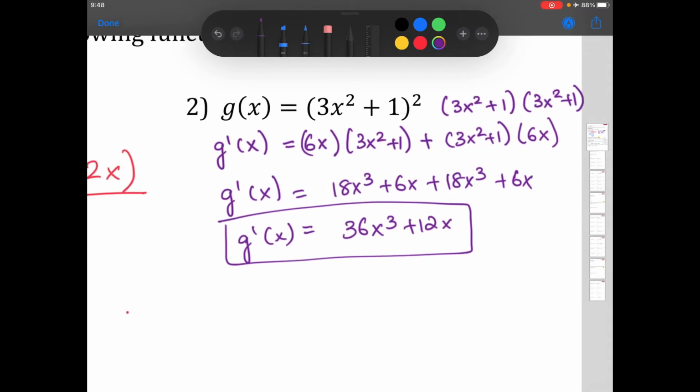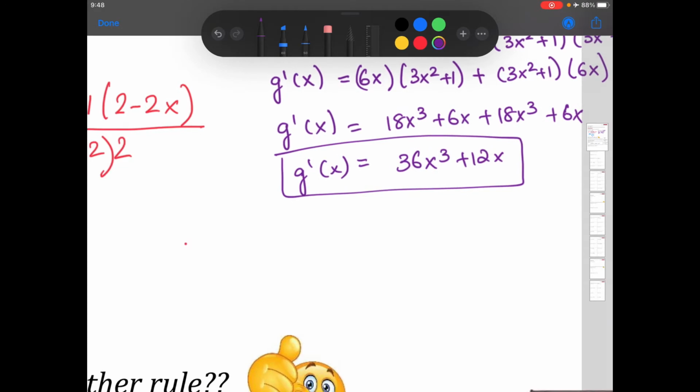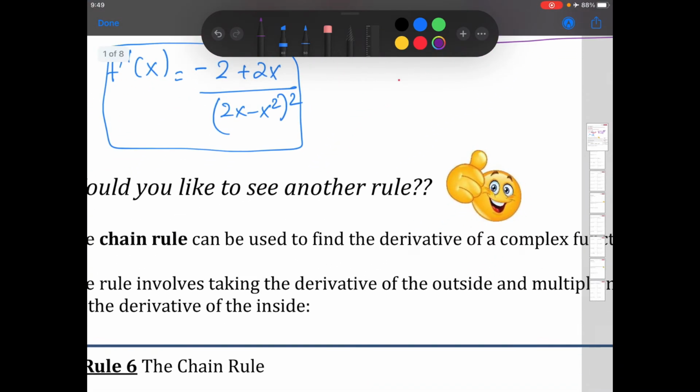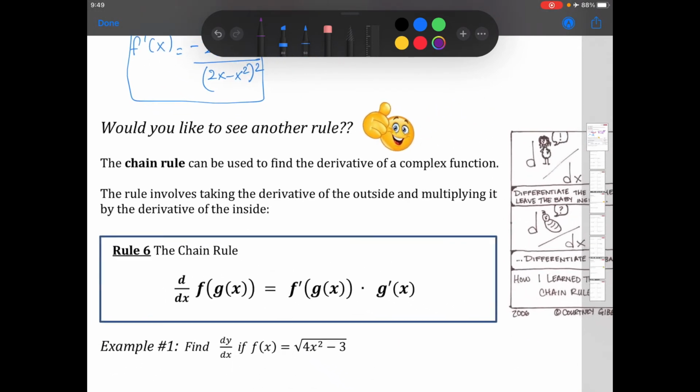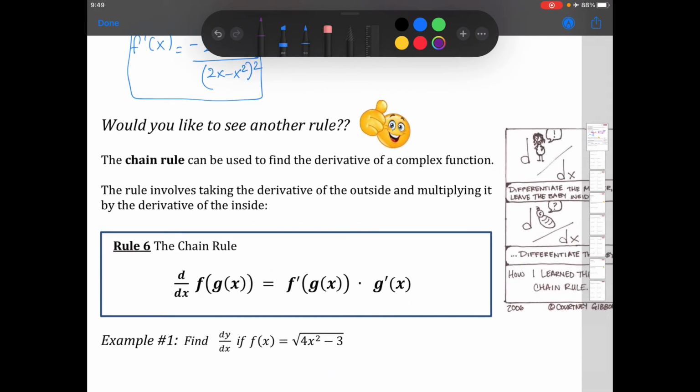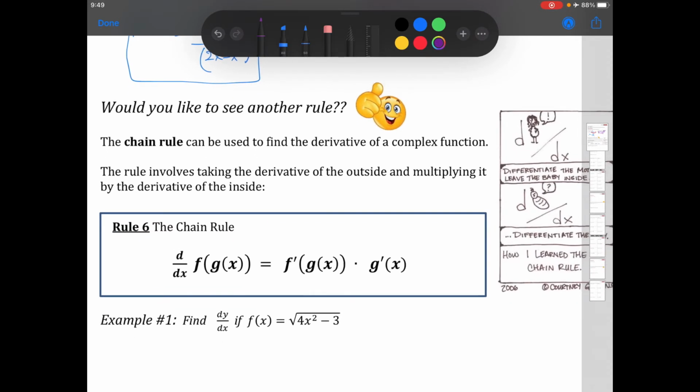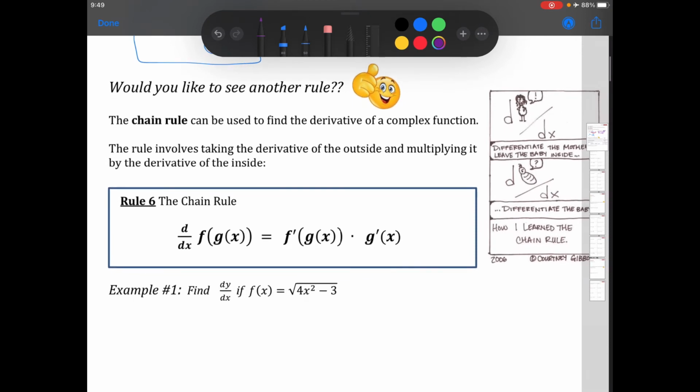Would you like to see a shortcut to all this? There is, and that's what we're going to be doing for today's lesson. Would you like to see another rule? The chain rule can be used to find the derivative of a complex function, which was, I wouldn't say the above one was complex, but with chain rule it would be much easier. The chain rule can be used to find the derivative of a complex function. The rule involves taking the derivative of the outside and multiplying it by the derivative of the inside.